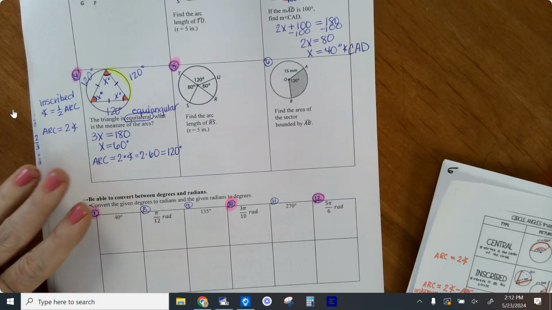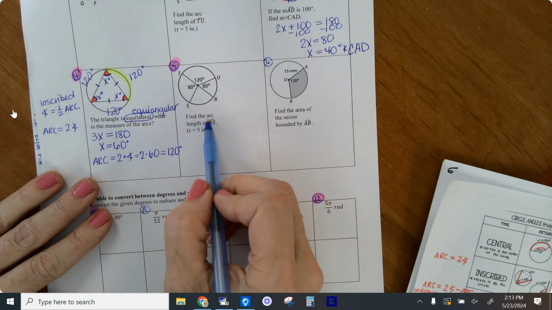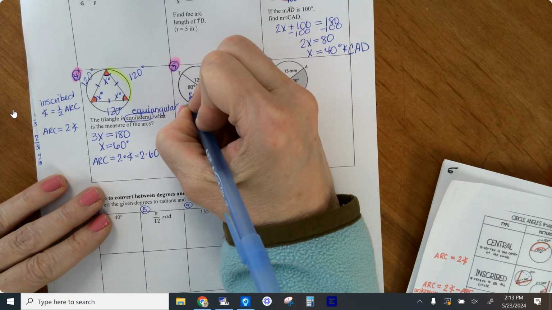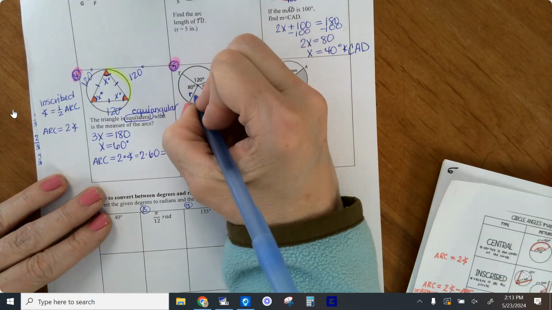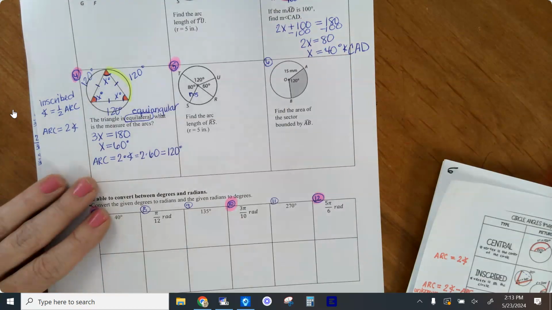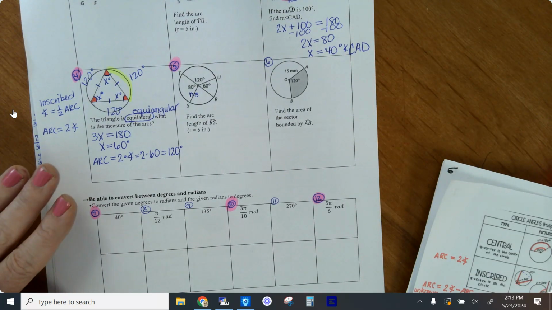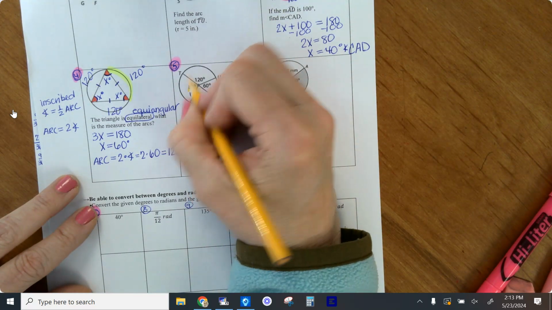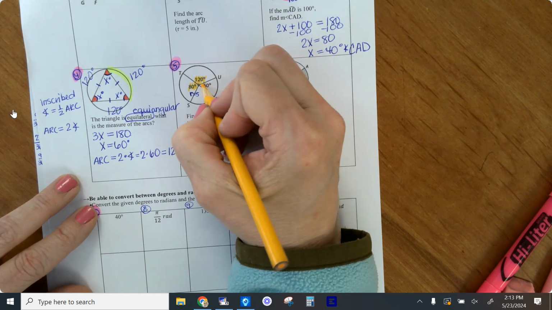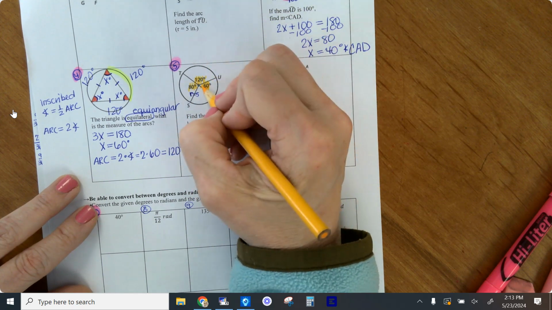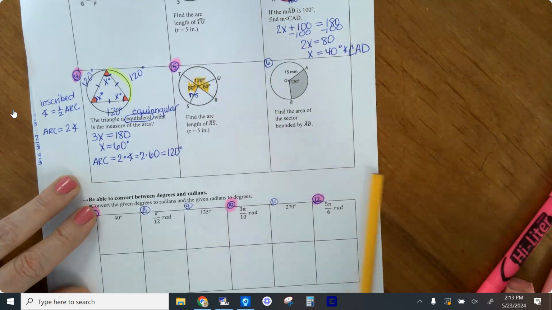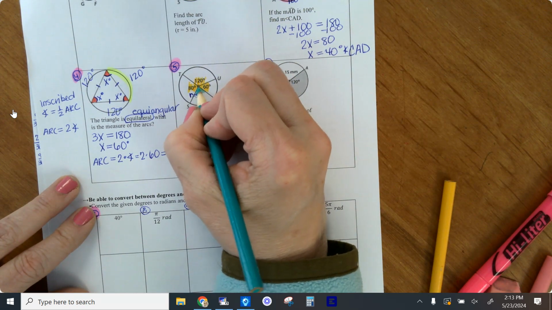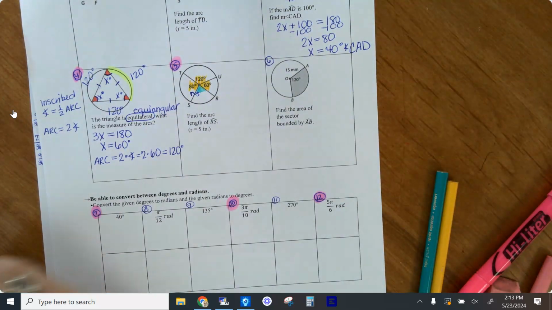Number 5 says find the arc length of RS. And it says that the radius is 5. So R equals 5. All right, before we do anything, you can see that you have an 80 here, you have a 120 here, you have a 60 here, okay? And then we have this part here that we don't know, all right? But how much do all of those have to add up to?